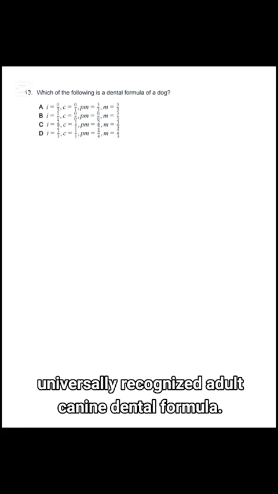Question 13. Answer: D. I equals 3/3, C equals 1/1, PM equals 4/4, M equals 2/3. Explanation: this is the standard, universally recognized adult canine dental formula. It reflects a total of 42 teeth distributed perfectly to match a dog's carnivorous diet requirement: 12 incisors, 4 canines, 16 premolars, and 10 molars.